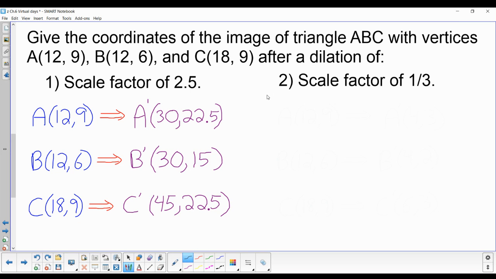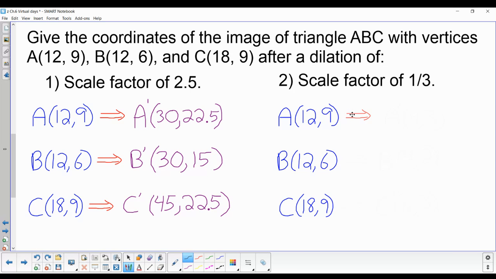Problem 2 is doing a scale factor that is less than 1. When you have a scale factor that is less than 1, your shape is actually going to shrink in size. So I'll once again write down the original points from the problem that were given to us. And now all I have to do is multiply each of my points by 1/3. To multiply by 1/3, I could also just divide by 3.